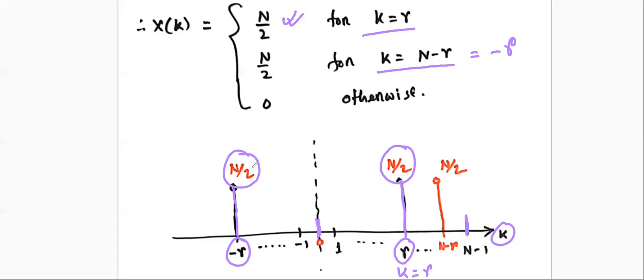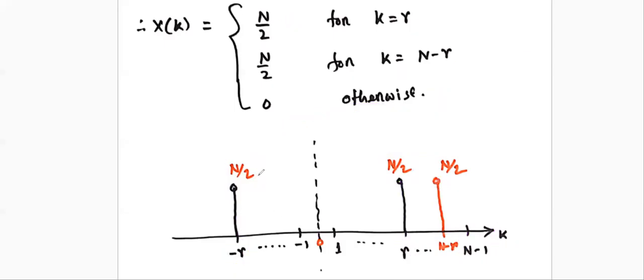So we need to find where is the repetition. Minus r is repeating again after n samples at n minus r, and the amplitude is of course the same, n by 2. So if we have something out of range, we need to search where is the actual range where we can find the repetition again. Okay, so finally what we have found is that we have two stems at the location of r and at the location of n minus r.